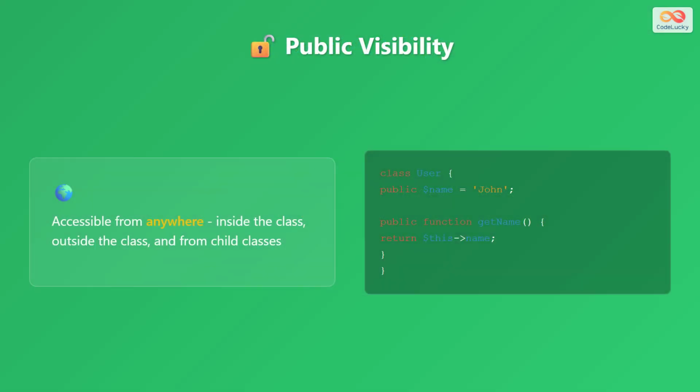Public visibility means that the property or method can be accessed from anywhere. This includes inside the class, outside the class, and from child classes. Here's an example. We have a class named User with a public property, $name, initialized to the string John. There's also a public function, getName, which returns the value of $name.